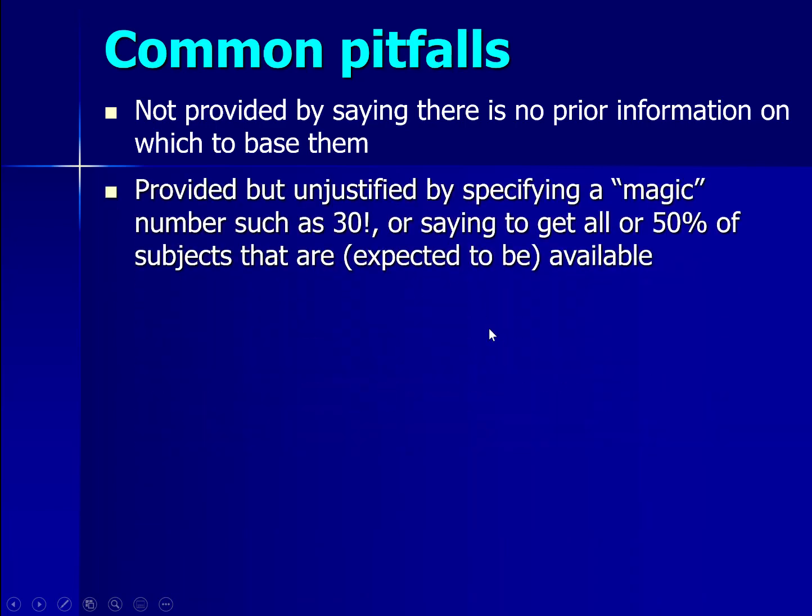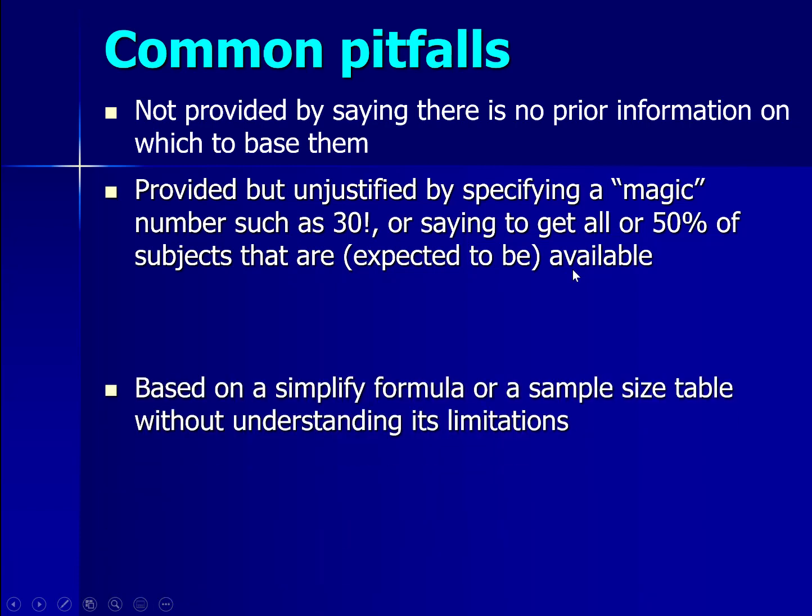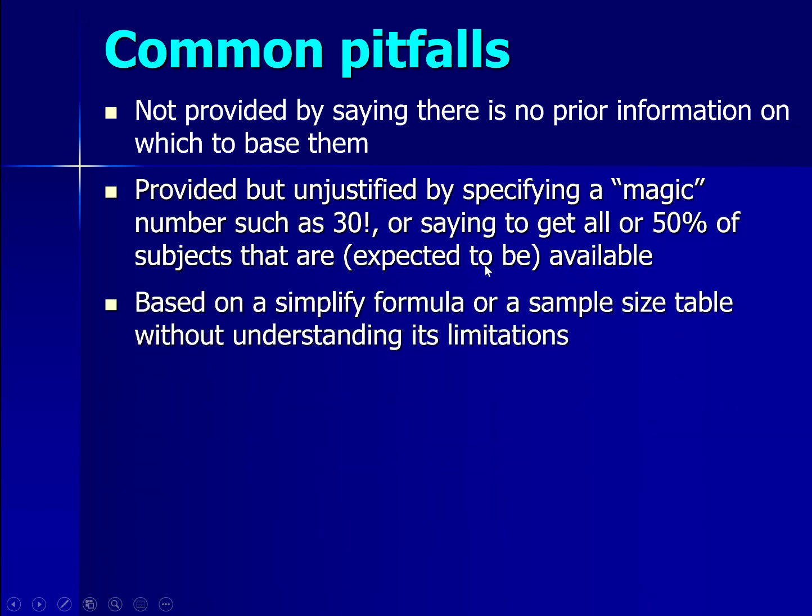Provide the sample size but unjustified, by giving a magic number such as 30. This is one of the common numbers. Very strange. But this number is wrong. Some say take half of the population that they have, or take all the patients that they have at hand, which is not advisable. No justification at all.